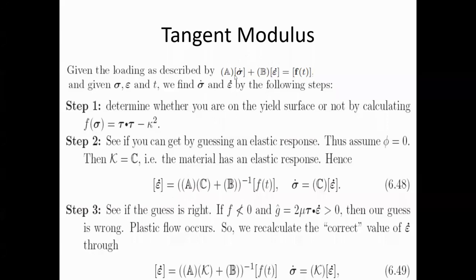Are you people with me? Yes, sir. So that I can find out sigma dot to be nothing but C times epsilon dot. This is clear to you, no? This is just using this equation to find out and remove epsilon dot altogether. If the guess is right, no problem. But if the guess is wrong, then plastic flow occurs and we calculate like what we have shown earlier, the previous slide. Instead of C, we use kappa. That is all.